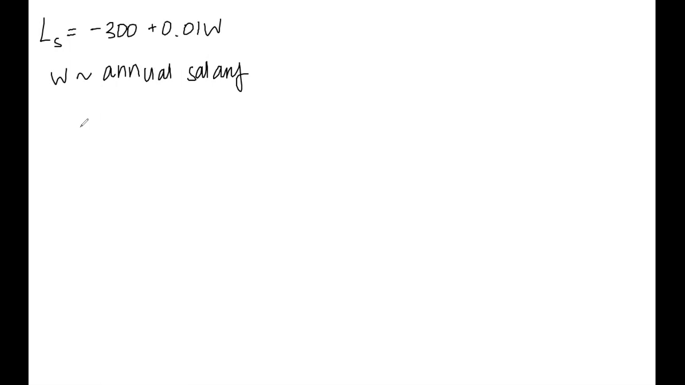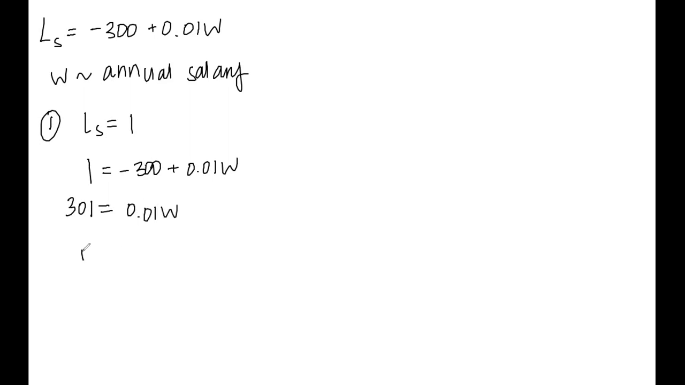Part 1 said, what was the lowest salary the firm can pay to still induce 1 worker to work? This means that our labor supply needs to be 1 for 1 worker. So all we have to do is plug 1 in for labor and then set it and find W. So 1 equals negative 300 plus 0.01 W. So 301 equals 0.01 W, and then divide each side by 0.01, and we get a wage of $30,100. This wage is the lowest amount the firm can set to get 1 person to work for them.